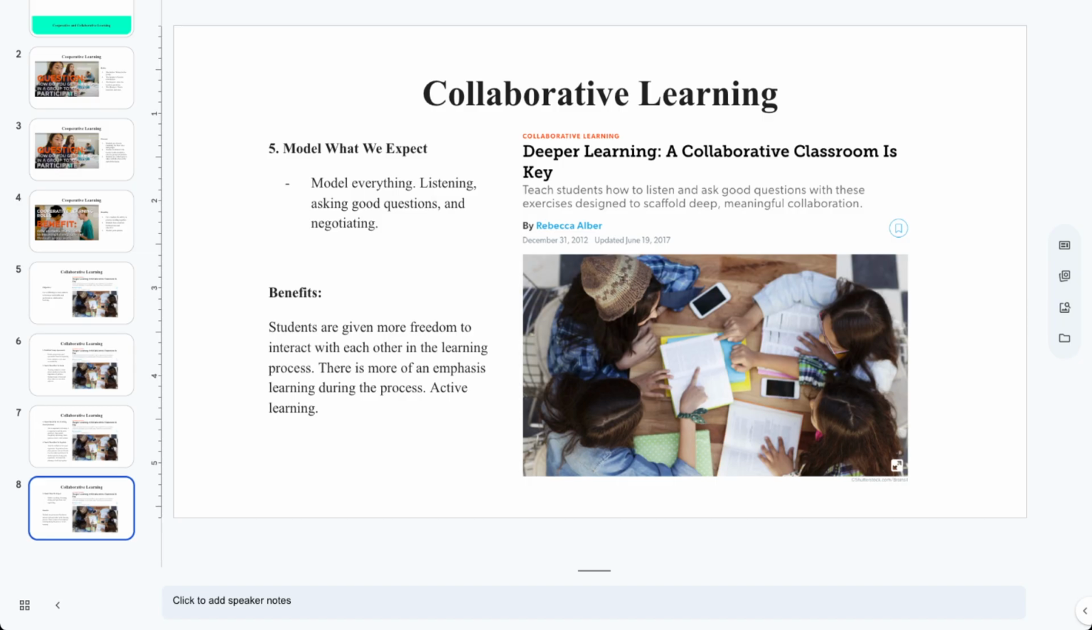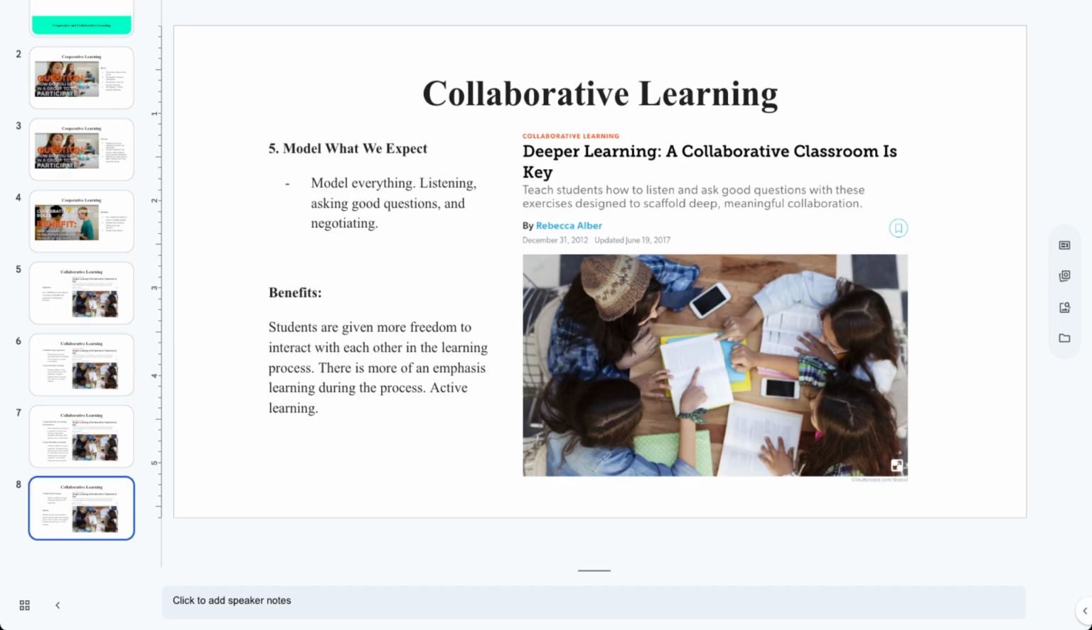And lastly, for benefits, I put here, students are given more freedom to interact with each other in the learning process. There's more of an emphasis on learning during the process. It's active learning. So whereas cooperative learning, there is defined roles, there's an objective and a specific outcome that the teacher is looking for. With collaborative learning, there's more freedom. The students actually have more emphasis on the actual process and not just the outcome.